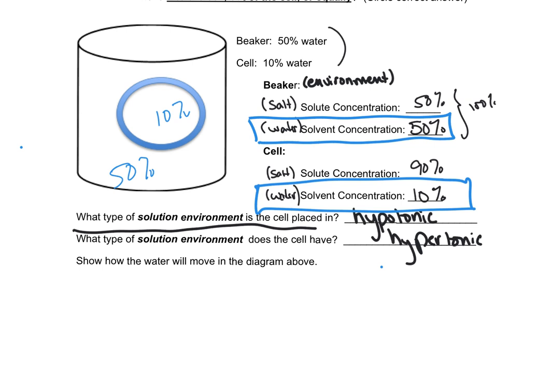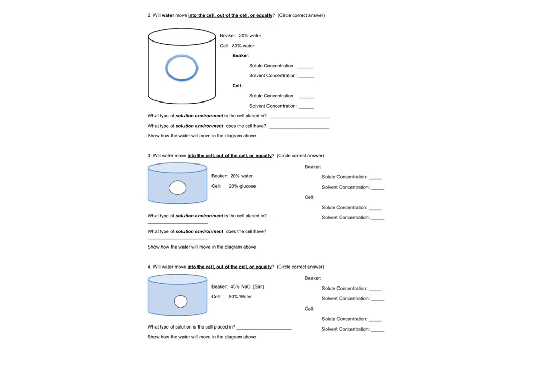And so, 50 is higher than 10, and so what's going to happen? My water is going to go into the cell, increasing the size. Now, let's check to see if a hypotonic. Let's try a problem here, okay?